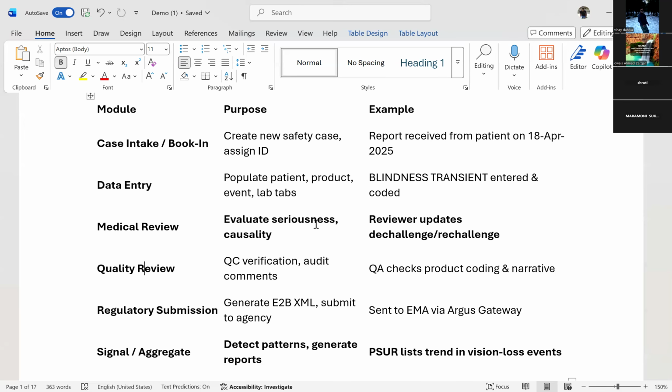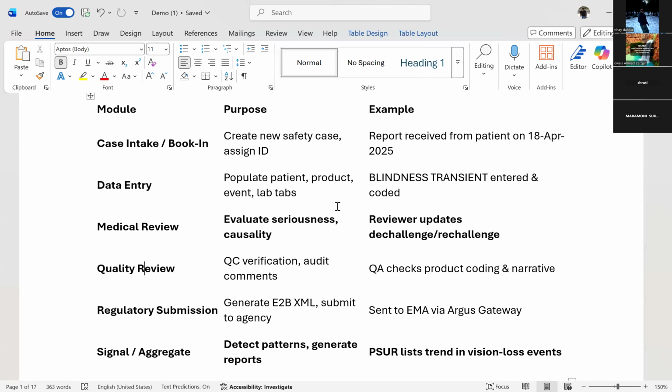In the next video, I'll be showing you the difference between the different safety databases that are being used globally. If you have any questions, you can let me know and we can discuss in the next video.